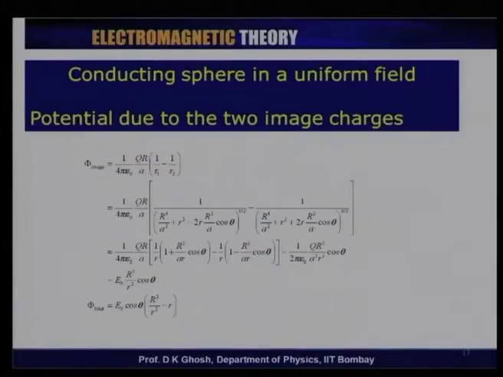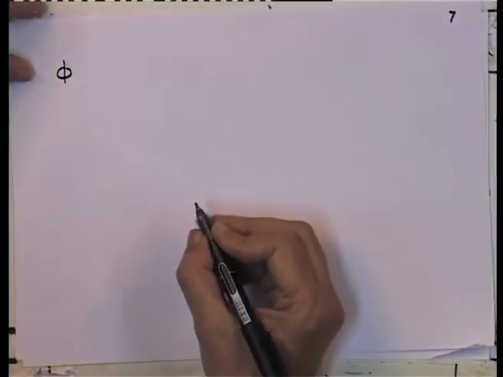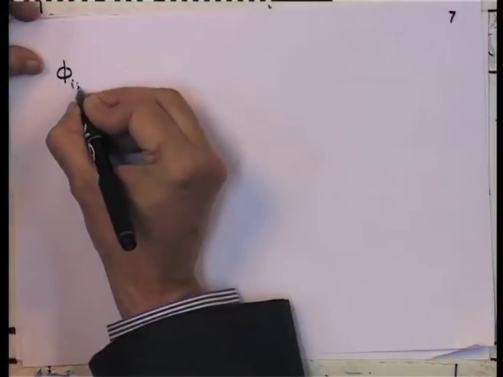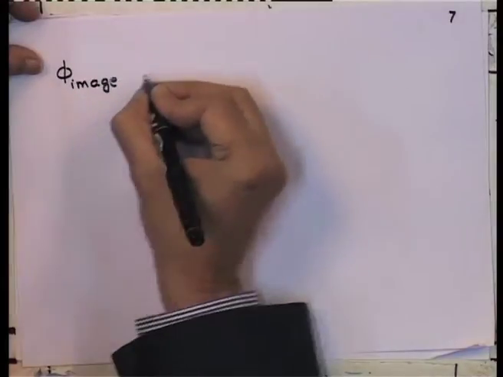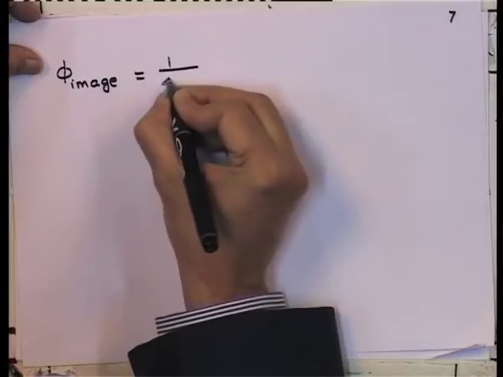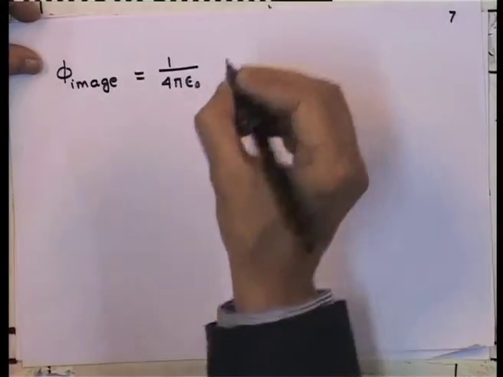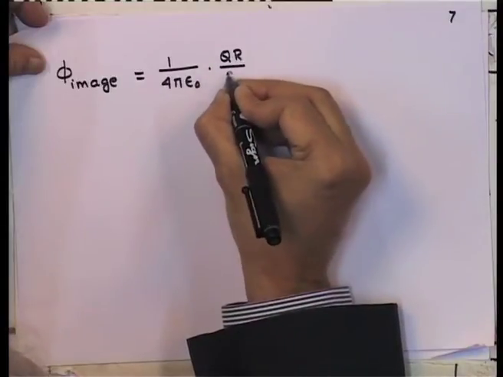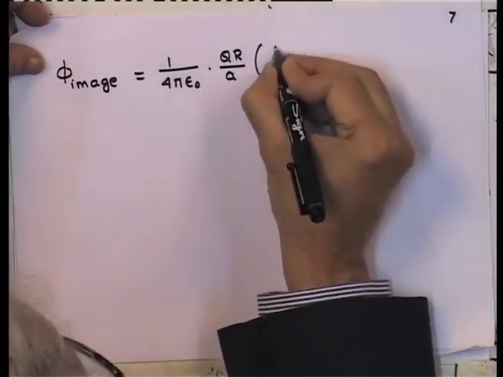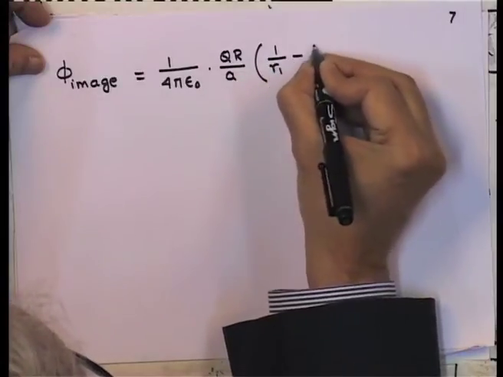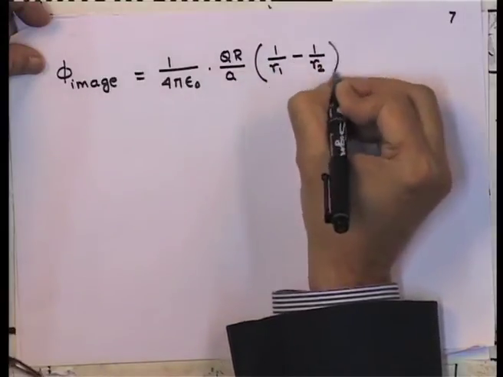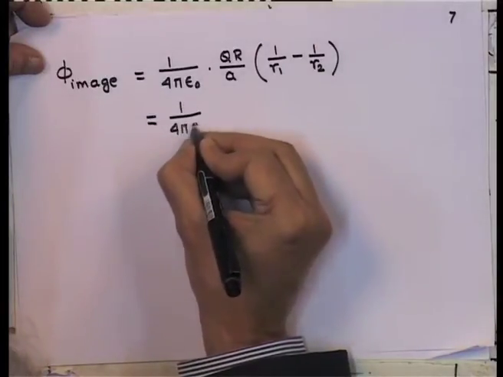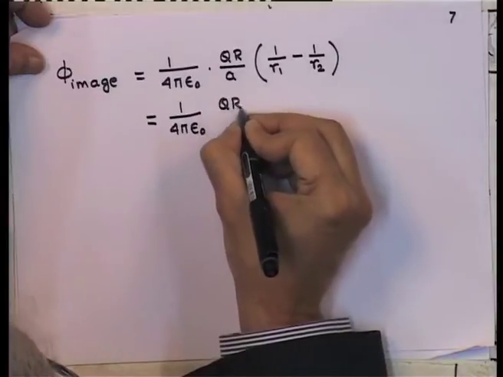So, let us look at just the images, and I will later simply add that minus E naught r cos theta to that. So, potential due to images, and that is 1 over 4 pi epsilon 0. Remember, the magnitude is q r by a, and I have got 1 over r 1 minus 1 over r 2. So, this is equal to 1 over 4 pi epsilon 0 q r by a.